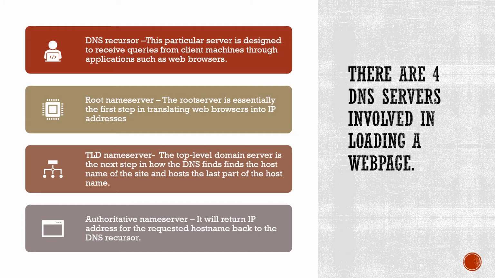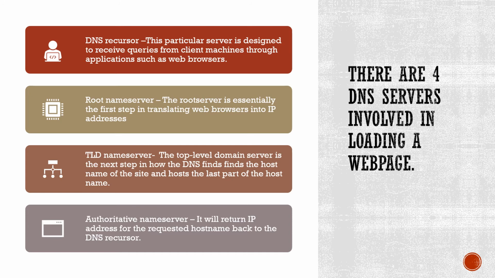The top level domain server is the next step in how DNS finds the host name of the site, and it hosts the last part of the site. Basically, after it converts into the IP address, it's hosted at the end with a .com, .org, .edu, .net, etc. So essentially the TLD name server will take the name and add a host at the end, which are going to be, again, .com, .org, .edu, .net, or whatever else you might be familiar with.